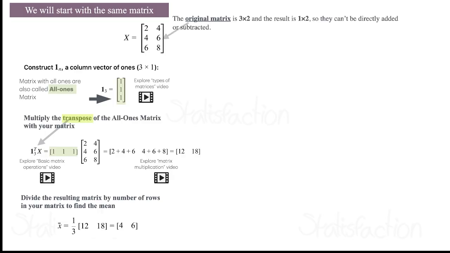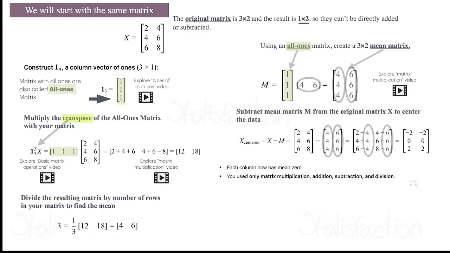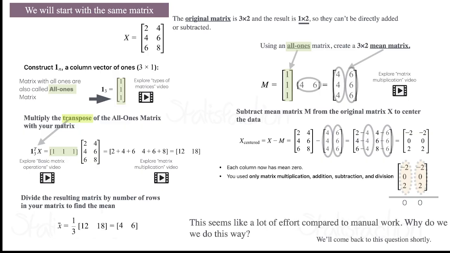The original matrix is 3x2, while the result is 1x2, so they can't be directly added or subtracted. With the matrix we just calculated, we can multiply it with the 3x1 all ones matrix to get the mean matrix shown as M. Finally, we subtract the mean matrix from the original matrix to center the data. This method has a lot more manual steps than what we did in the previous slide, so why did we do it this way? We will come back to this question in the next few slides.